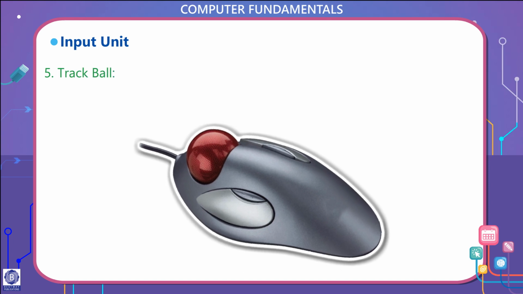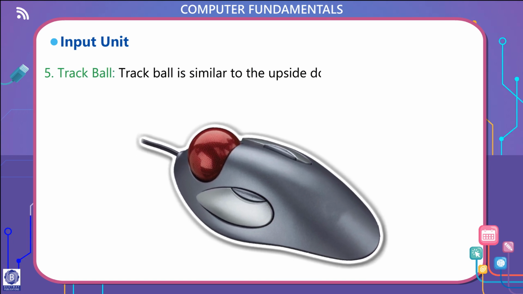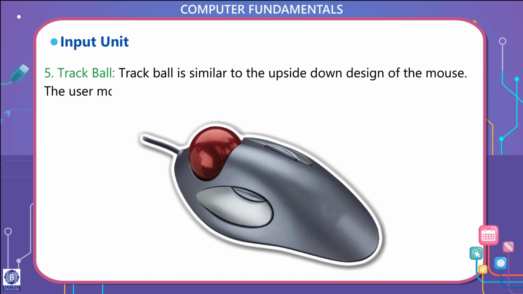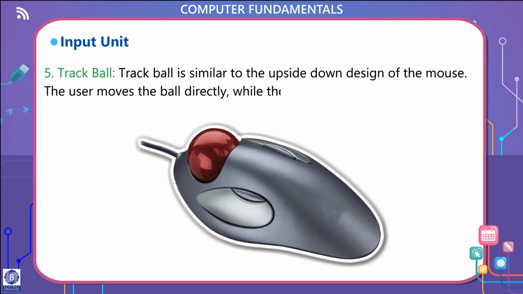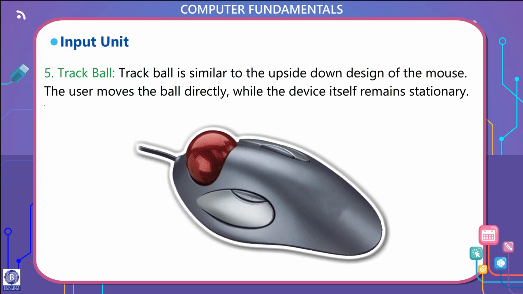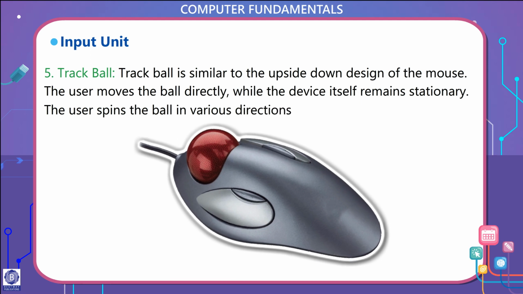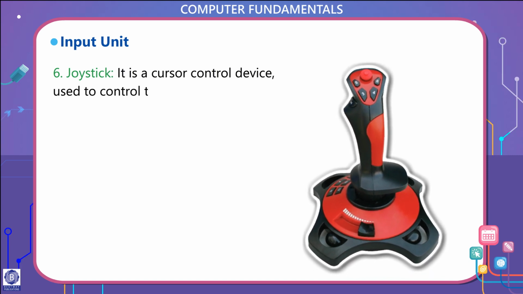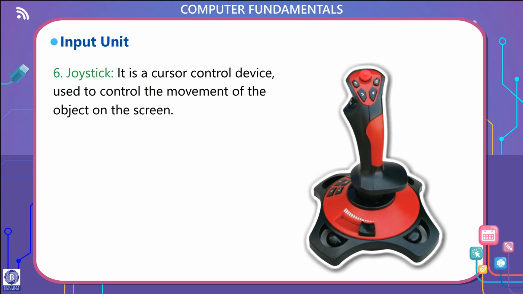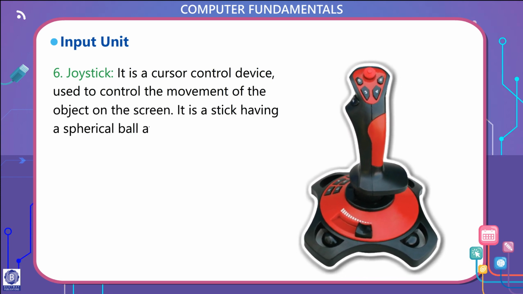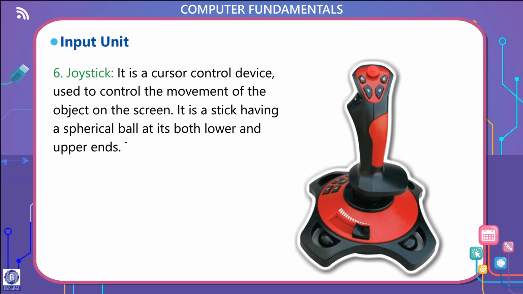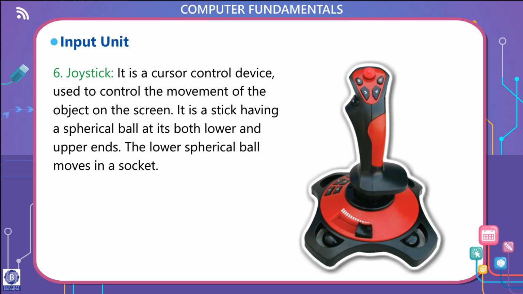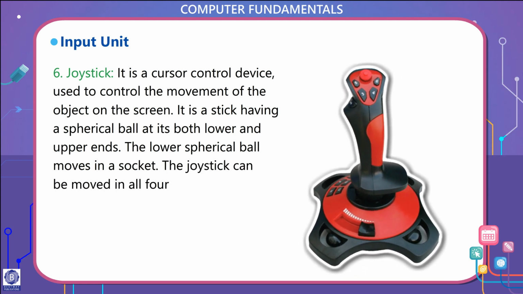Number 5. Trackball. Trackball is similar to the upside-down design of the mouse. The user moves the ball directly, while the device itself remains stationary. The user spins the ball in various directions to effect the screen movements. Number 6. Joystick. It is a cursor control device used to control the movement of the object on the screen. It is a stick having a spherical ball at both its lower and upper ends. The lower spherical ball moves in a socket. The joystick can be moved in all 4 directions, mainly used for gaming purposes.